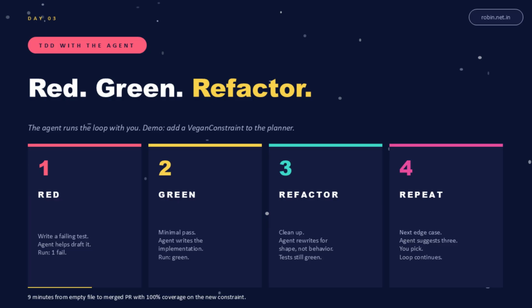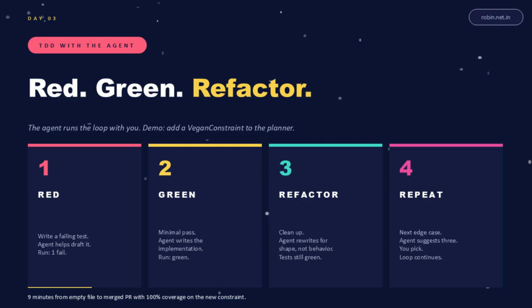Live demo. We're adding a vegan constraint to the planner. Step 1. Red. Write a failing test. The agent helps draft it. Step 2. Green. Minimal pass. The agent writes the implementation. Step 3. Refactor. Clean up. Agent rewrites for shape, not behavior.